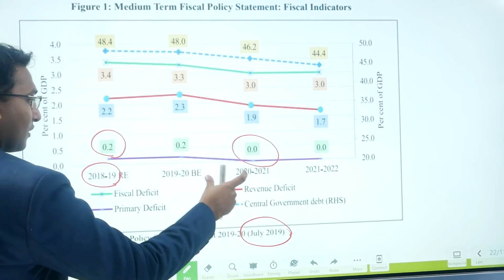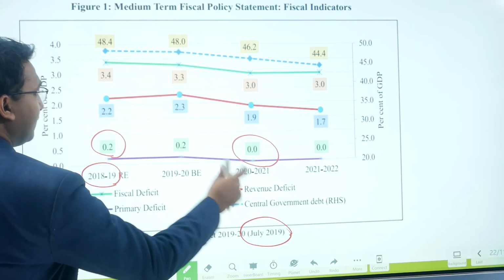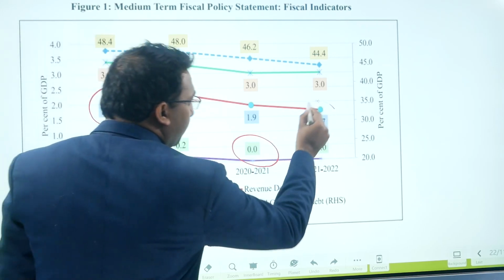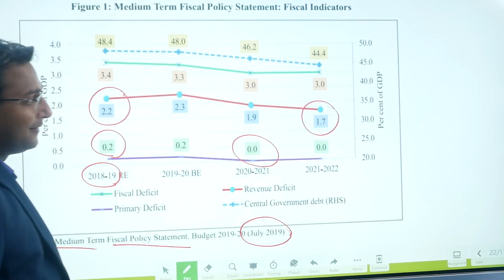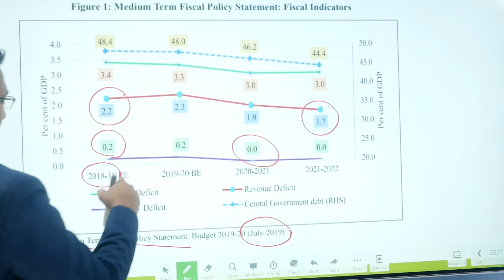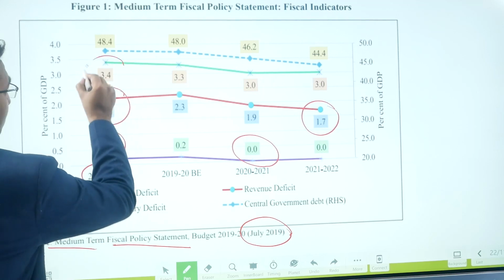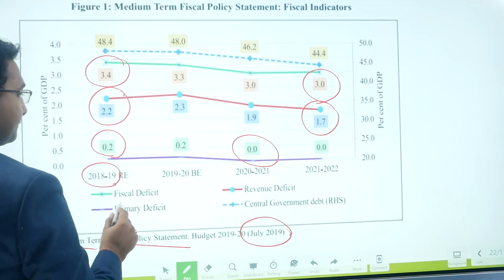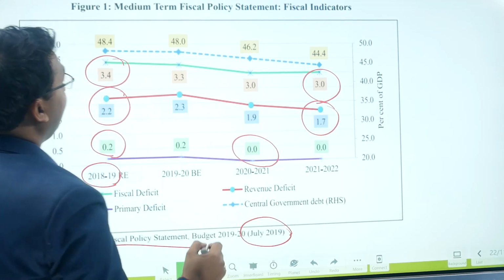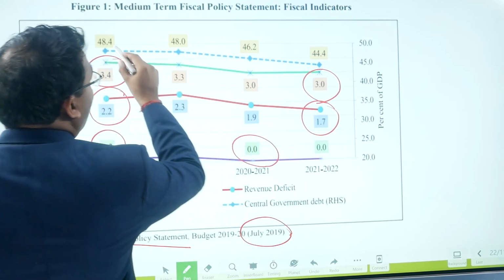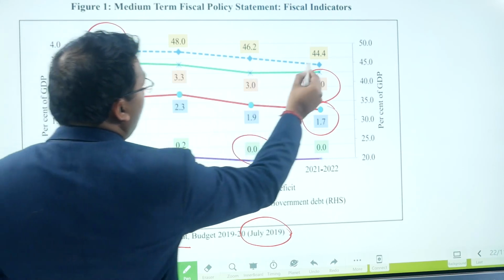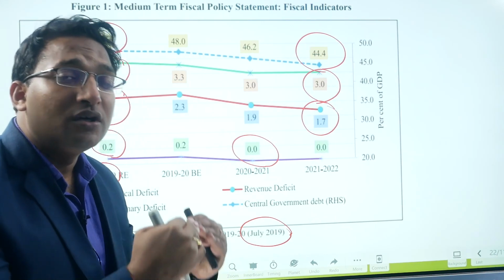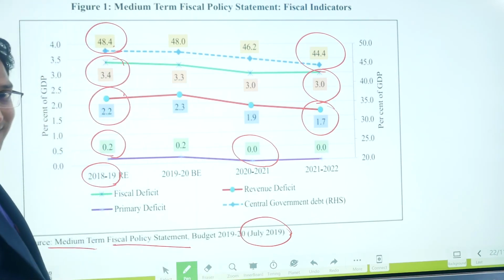Next is revenue deficit. Revenue deficit will decrease from 2.2 to 1.7%, right? Third is fiscal deficit. It will reduce from 3.4% to 3%. And then central government debt. Central government debt will go down from 48.4% to 44.4%. This was the projected or proposed fiscal policy statement, right?